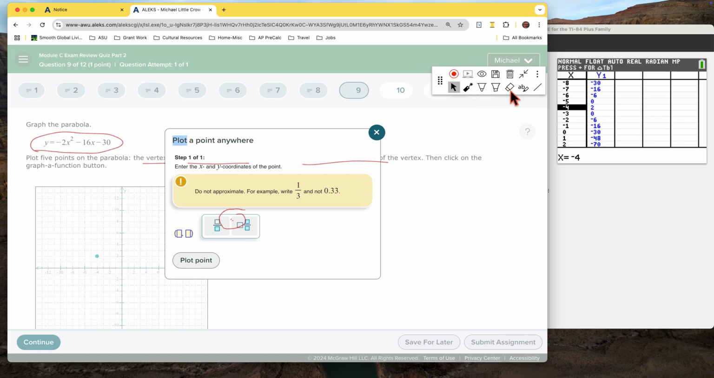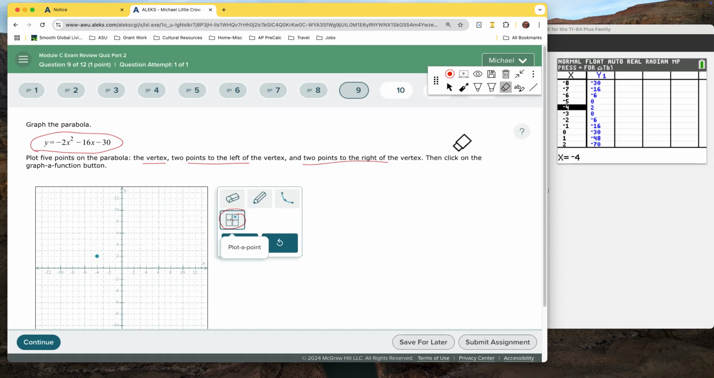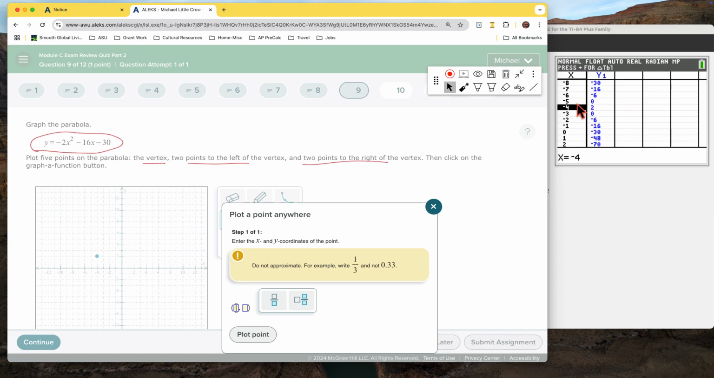Erase this. Okay. Back to here. Let's go back to our points. Let's plot negative 5, 0. Plot that point. You see it going to the left. Negative 6, negative 6. Plot it. Okay, I see that side.